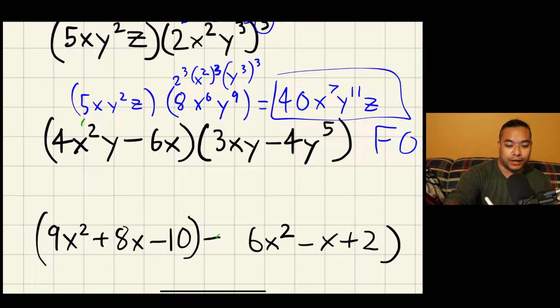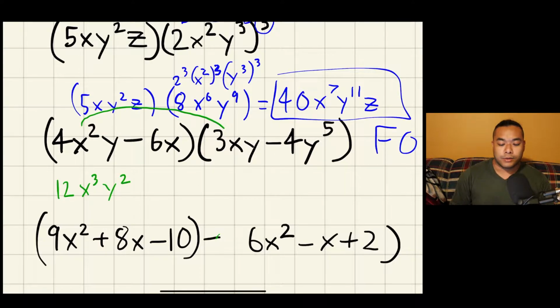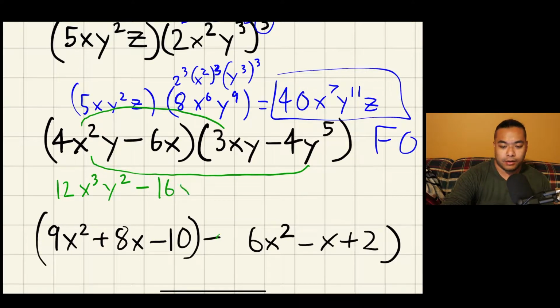So first is 4x squared y times 3xy. That's going to give us 4 times 3 is 12. X squared times x is x cubed. Y times y is y squared. So that's first. Outer is 4x squared y times negative 4y to the 5th. And I believe that'll give us positive times negative is a negative. 4 times 4 is 16. X squared. And then y times y to the 5th is y to the 6th. So that's outer.